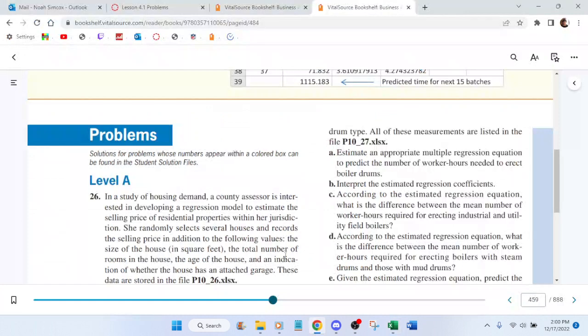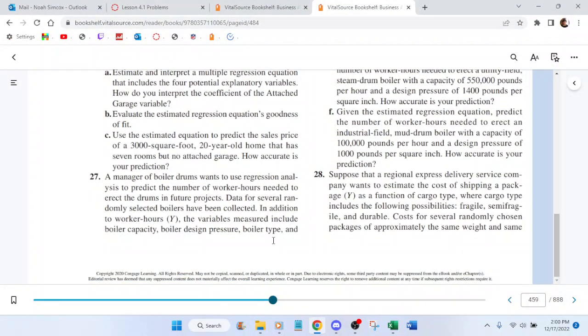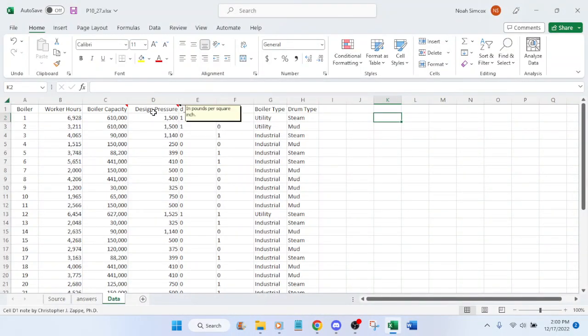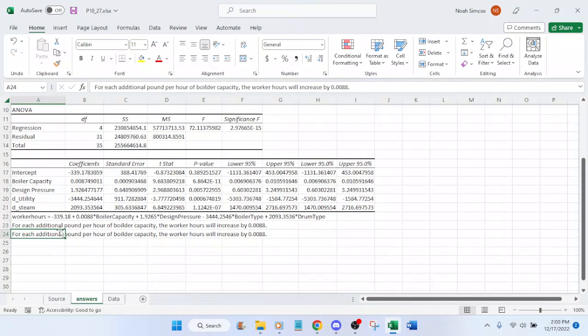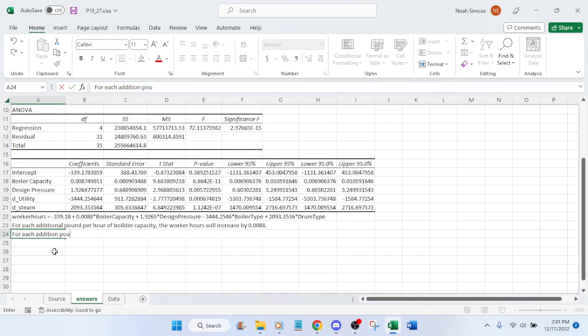What is design pressure anyways? For each additional pound per square inch of design pressure, the worker hours will increase by 1.9265.